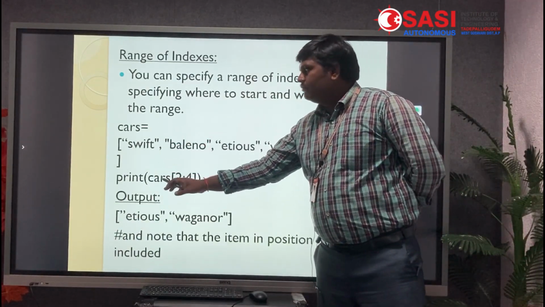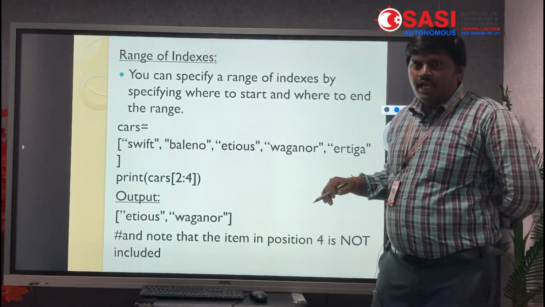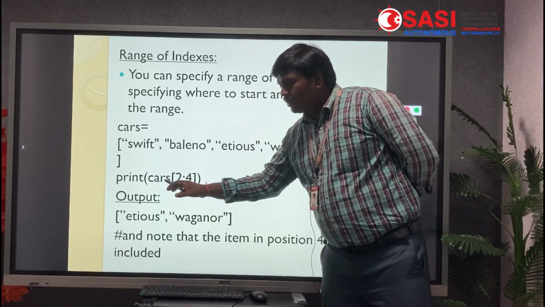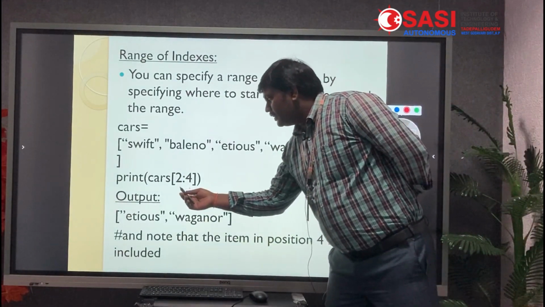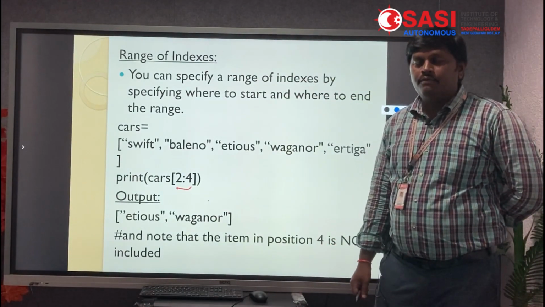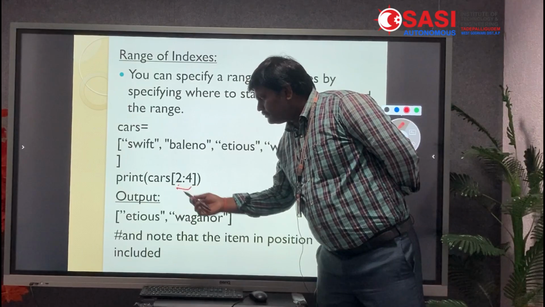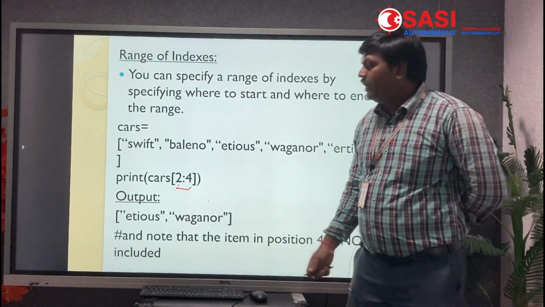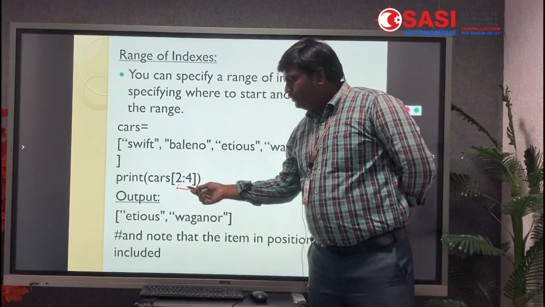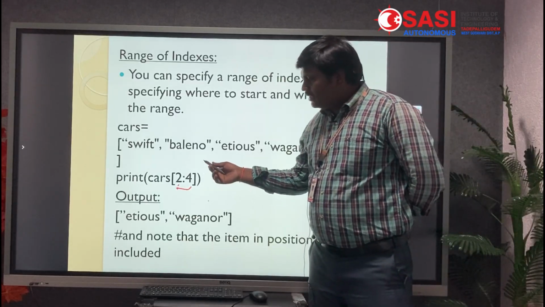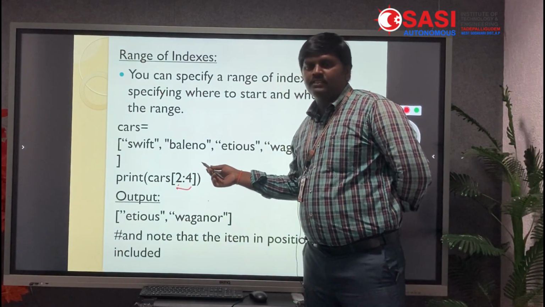Consider a simple example. Here cars is the list and these are all the list items. Print cars of 2:4. This is representing a range of list items. That means 2 means the second element and 4 means the fourth. From second to fourth, this range considers only the 2nd and 3rd elements. The last, fourth element is not considered.